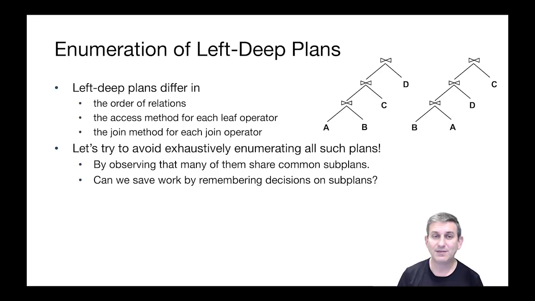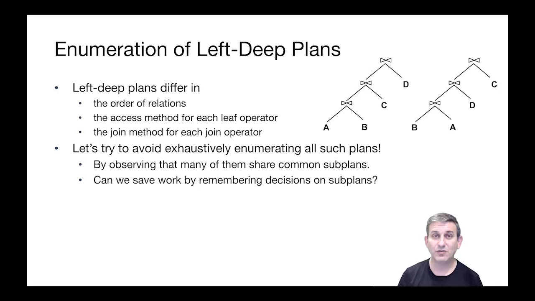And then in the access method we choose for each leaf operator. Could be an index scan on some index, or it could be a heap scan. And they differ potentially in the join method for each join operator. We'd like to avoid exhaustively enumerating all of these possible left-deep plans. And a key observation here is that many trees share common subtrees, or many plans share common subplans. So maybe we can save work by remembering decisions on our subplans.